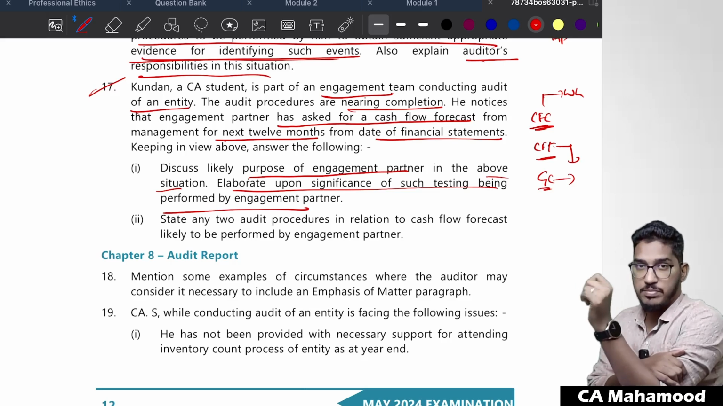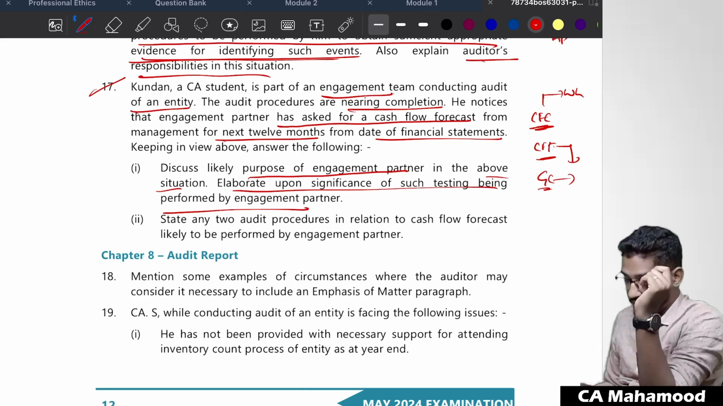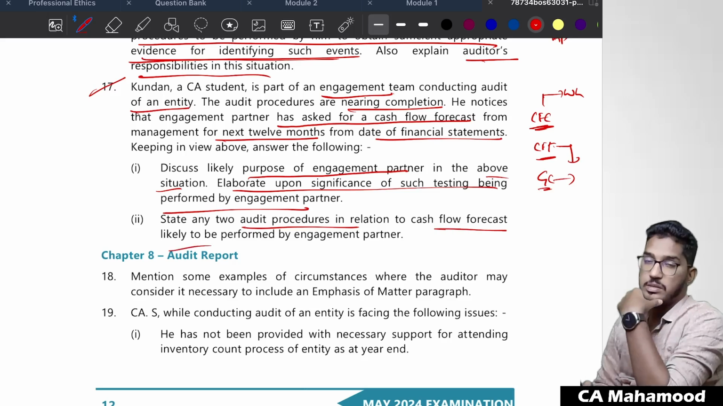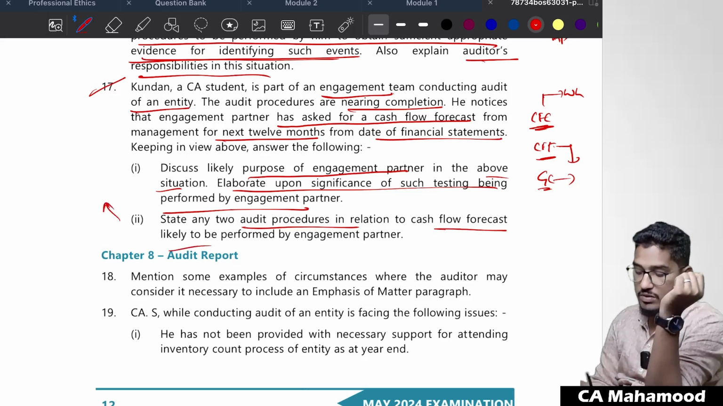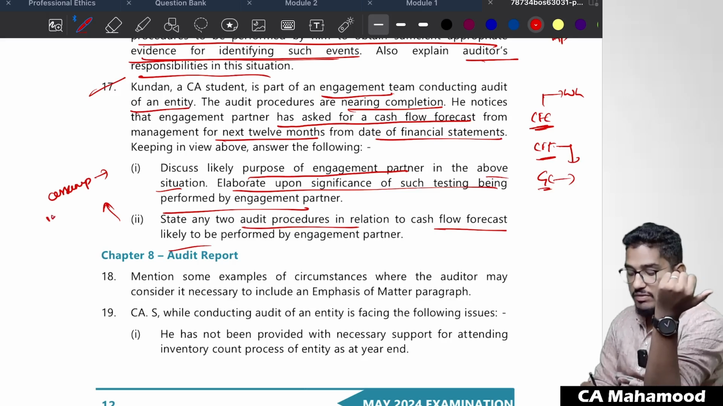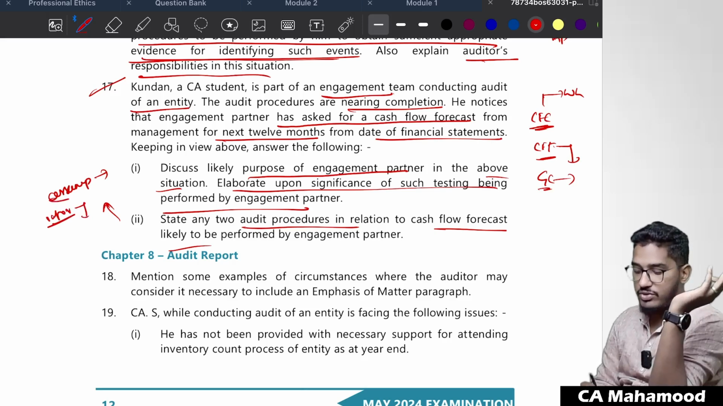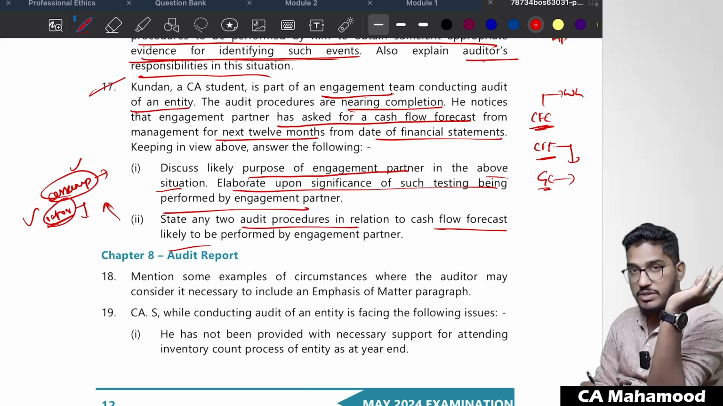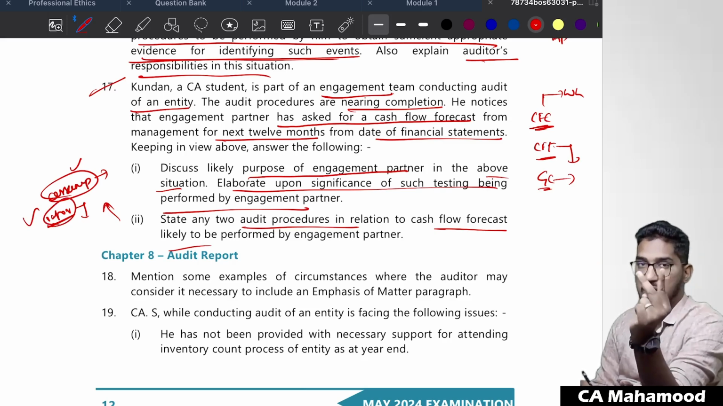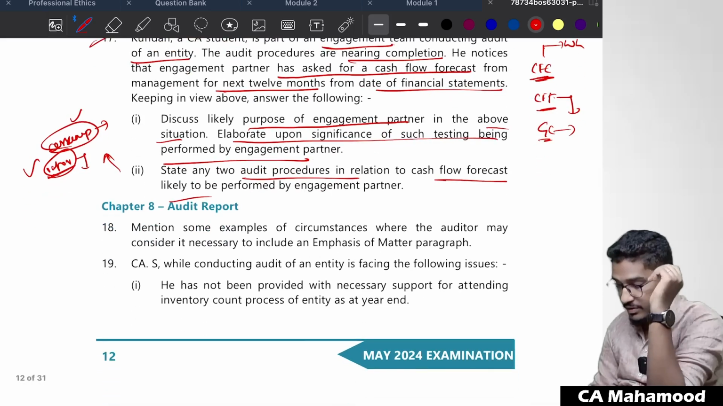In the given case, the purpose is to establish the going concern assumption. Also state any two procedures in relation to the cash flow forecast. What are you supposed to do regarding the cash flow forecast? You have to check whether the assumptions made while preparing the cash flow forecast are acceptable, and also understand whether the information used in the preparation of the forecast is reliable. We have to check that the assumptions are correct, and that the information on the basis of which the cash flow forecast has been prepared is also correct. These are the two procedures you have to perform regarding the cash flow forecast.